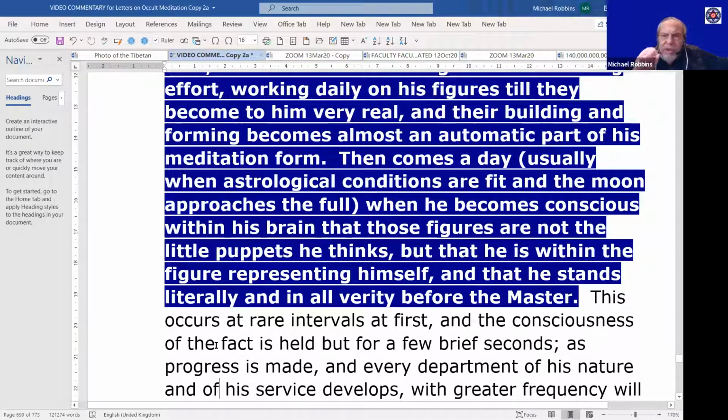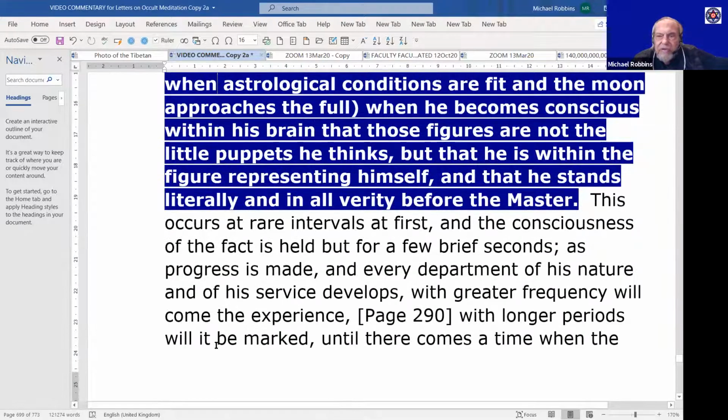So he finds that he is within the image and that he stands literally and in all verity, all truth, before the Master. This is one of the, I suppose, mysteries of the psychic realm. This occurs at rare intervals at first, and the consciousness of the fact is held but for a few brief seconds as progress is made, and every department of his nature and of his service develops. With greater frequency will come the experience. With longer periods, it will be marked until there comes a time.